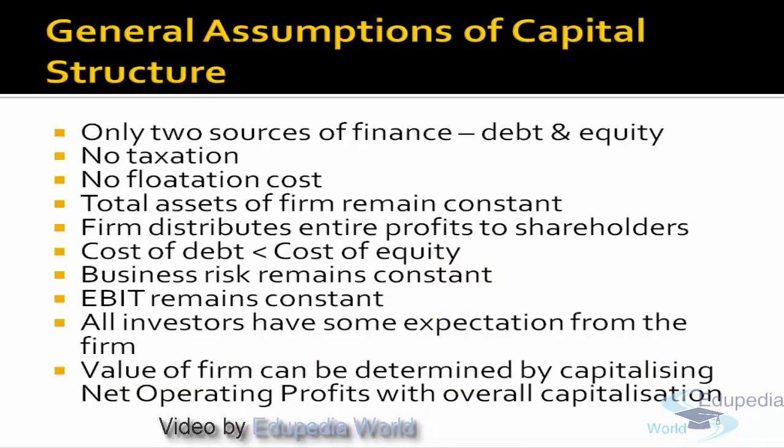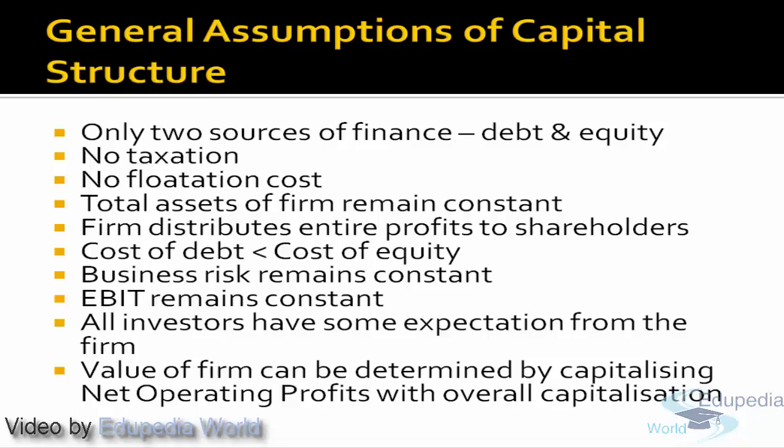Before we discuss all these approaches, there are certain general, or you can say common, assumptions in these theories. One is that there are only two sources of finance, that is debt and equity. And it's a perfect capital market, that is, there is no taxation and no flotation cost. There is also an assumption that the cost of debt is always lesser than the cost of equity. Moreover, the business risk is the same and the firm distributes its entire earnings to its shareholders. So whatever is the earning available to equity shareholders, the firm does not retain any portion of it.